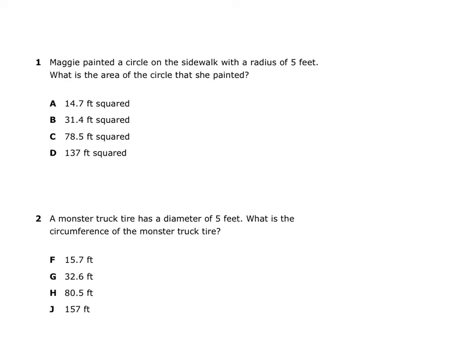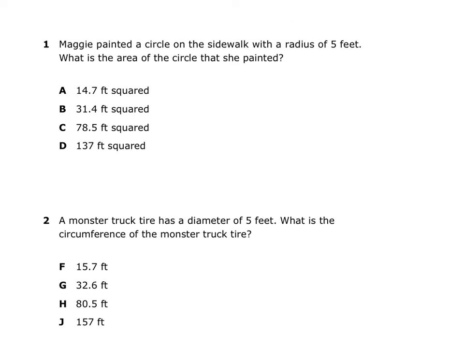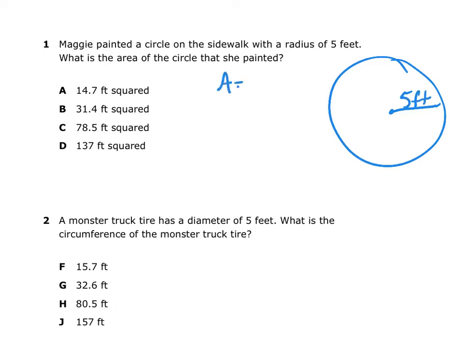Okay, number 1 says Maggie painted a circle on the sidewalk with a radius of 5 feet. What is the area of the circle that she painted? Okay, so we have our circle. We have 5 feet for our radius. We're going to use A equals pi r squared. So A equals 3.14 times 5 squared. Okay, 5 squared is 25.